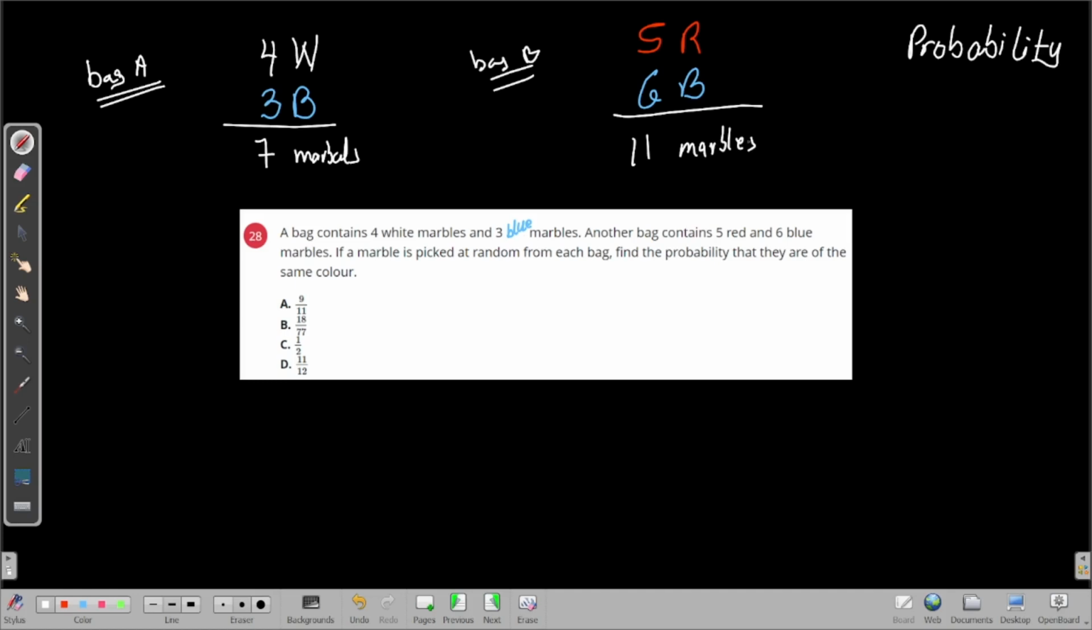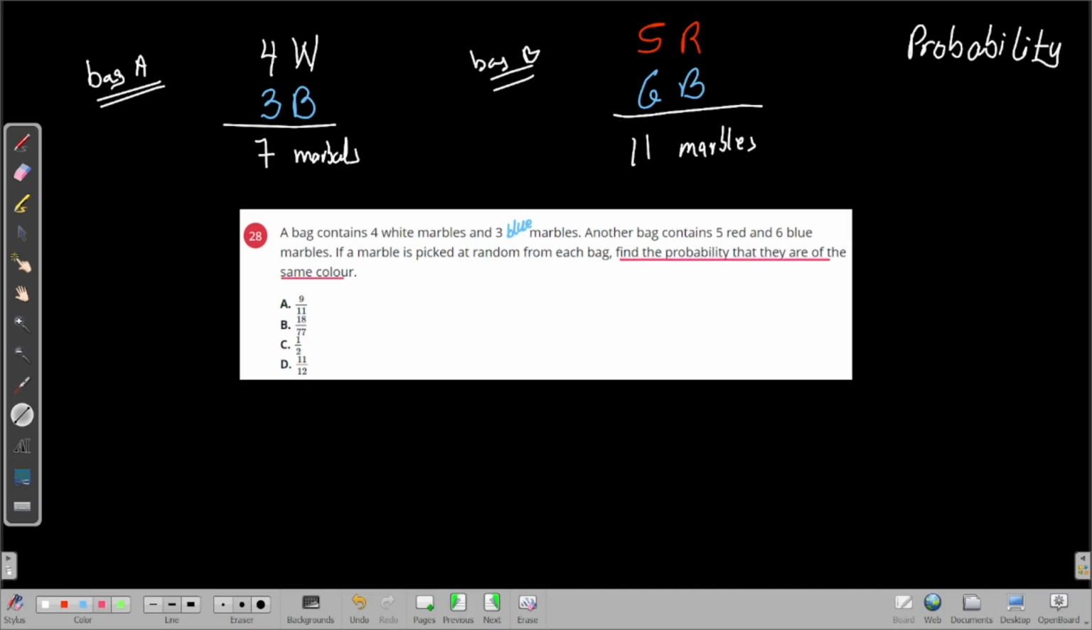Now they said a marble is picked at random from each bag. So I dipped my hand into bag A, shuffled it and picked one random marble. Then I went to bag B, I dipped my hand inside, then picked a random marble. So then the question is, find the probability that they are of the same color.